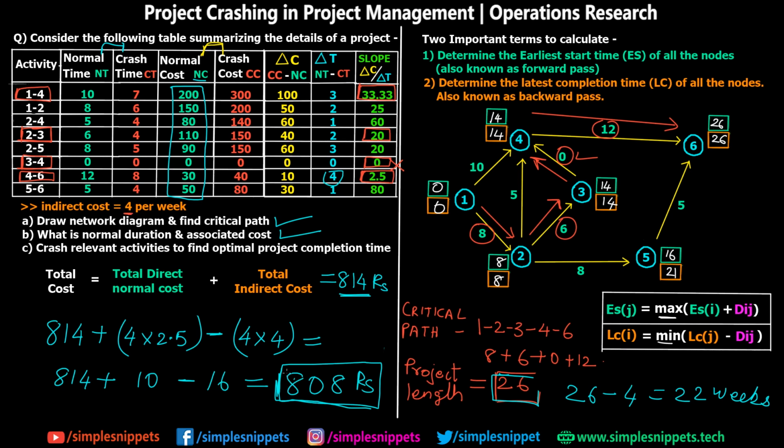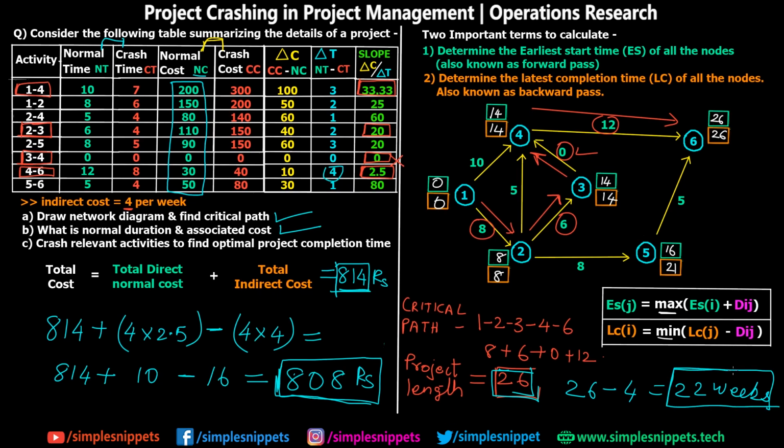And only then your total cost is always going to be under 814, that is under the normal direct cost. Okay. So that's why we have to compare it with the normal cost. So normally when we don't perform project crashing, it takes 26 weeks and it will cost 814 rupees. But when we crash this activity 4 to 6, we save 4 weeks because we complete the project in 22 weeks, and we also save some money because the total cost now has become 808 rupees.